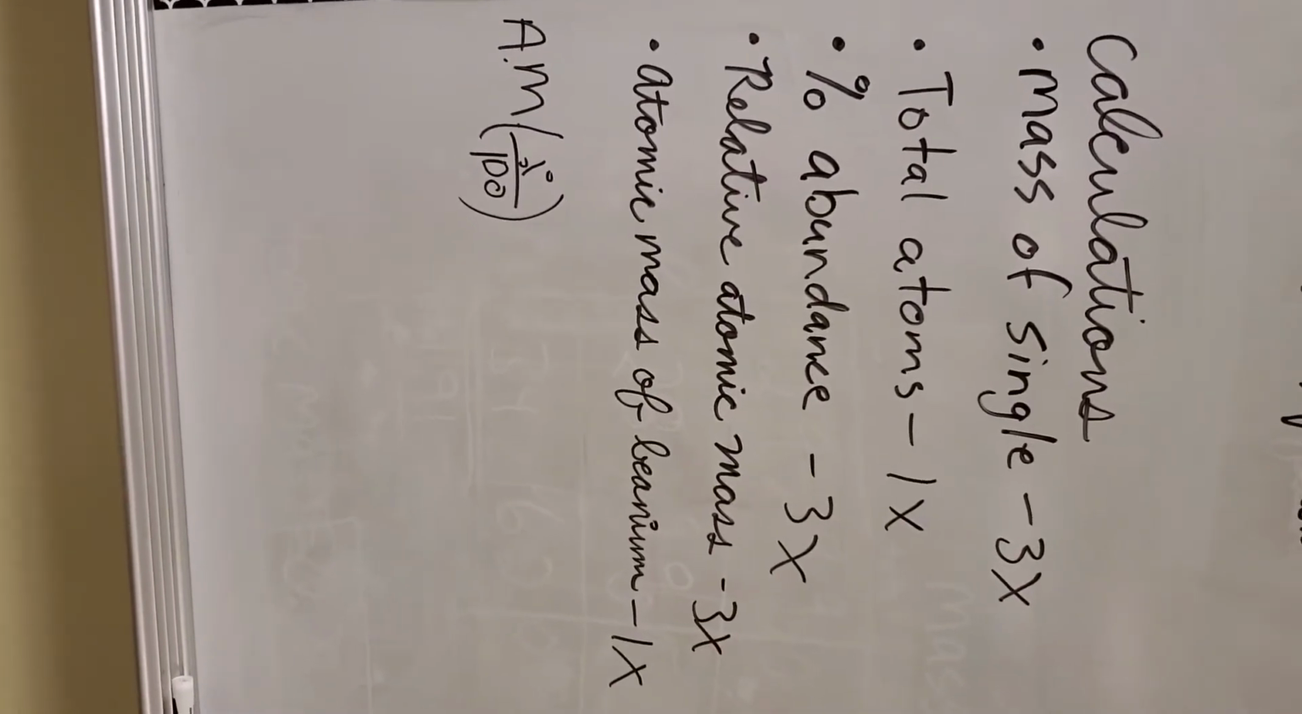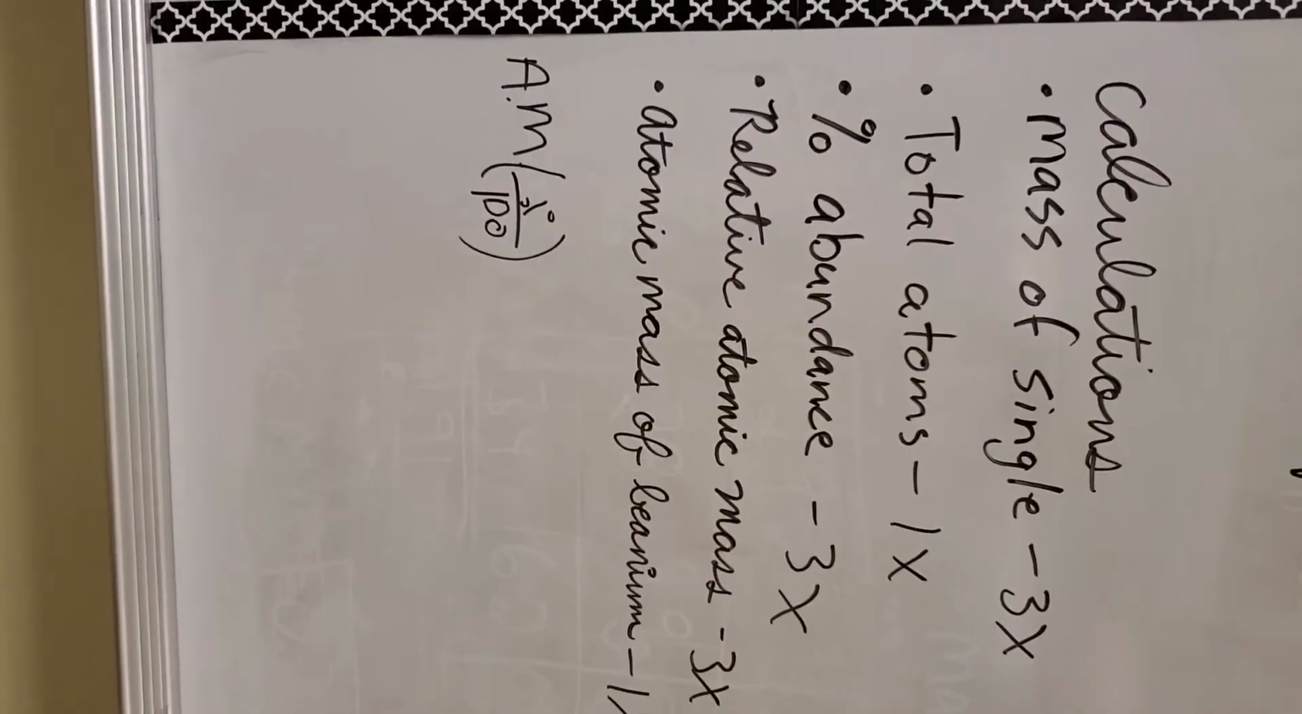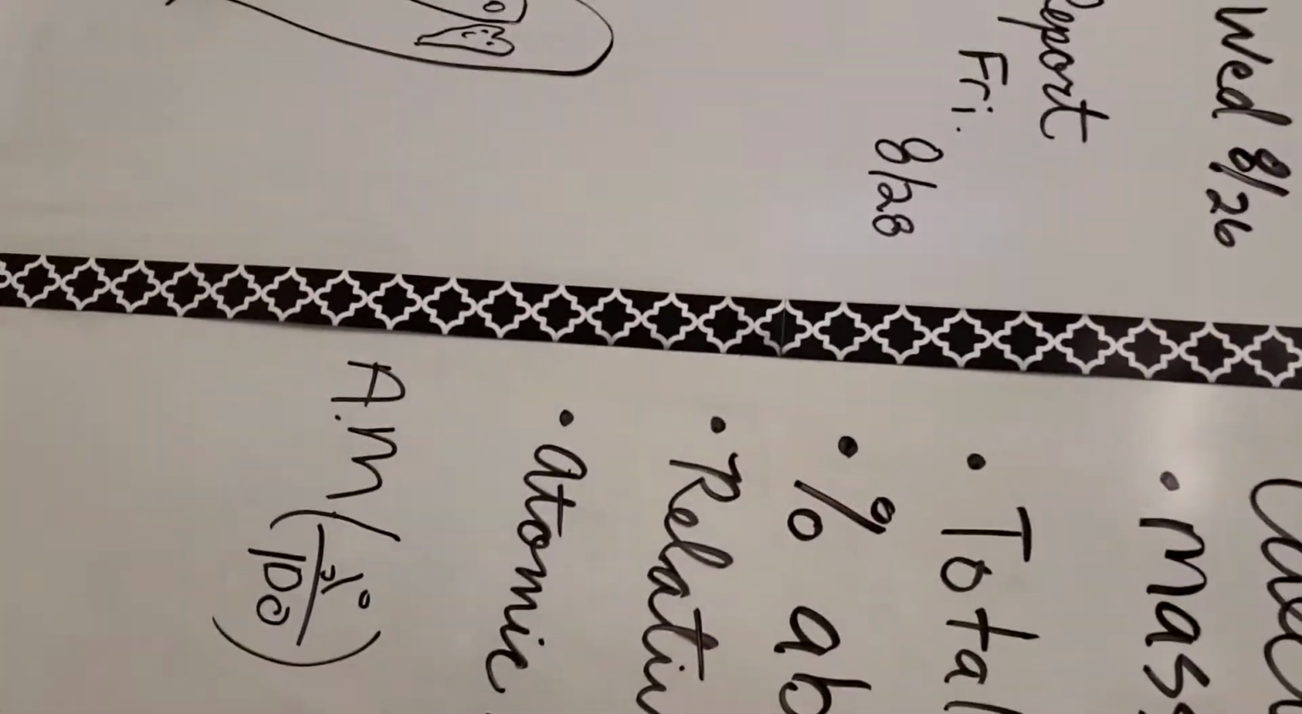So I wrote this as a nice little thing for y'all to look at, a sheet of what is expected to be in your calculations. So you'll need 3 different formulas for work for 3 different things for the mass of a single, where you're taking that total divided by the number. You have to show me all of your work, okay?